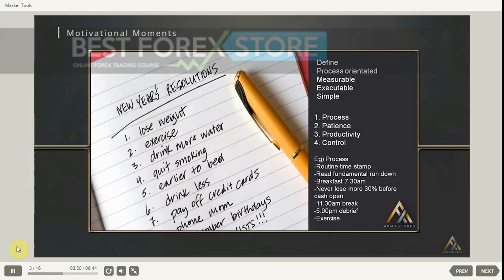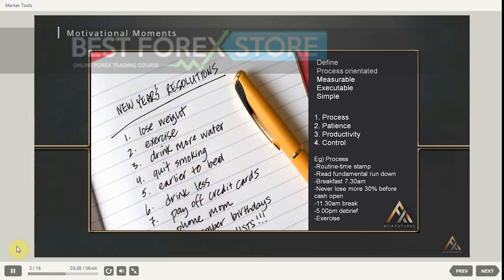Now, I'm going to go through my goals with you, and I'm going to show you how just one of these goals will ultimately make me a better trader. So as you can see there, I've listed 4 goals. Now, I've had these goals technically for about 5-6 months. All right. So the first 3: process, patience, and productivity.